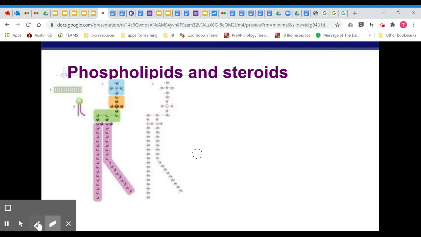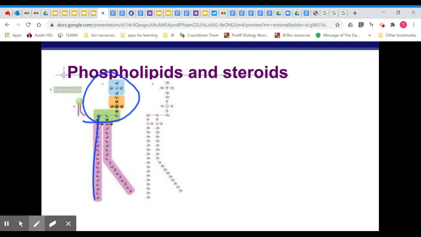So you'll remember your phospholipid, here you go, blue. You have that phosphate head and then your fatty acid tails. So here, this would be your saturated and this would be your unsaturated fatty acid tail. And you can tell because one is bent and one is not.